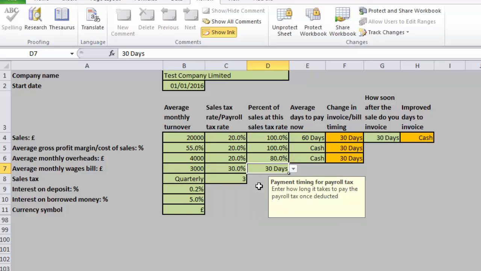And then over here, it's how long it takes you to pay that. Now in the UK, you deduct it one month and you pay it the following month. So in this case, it's paid in 30 days. But if you click on the drop down, you can have it as cash, i.e.